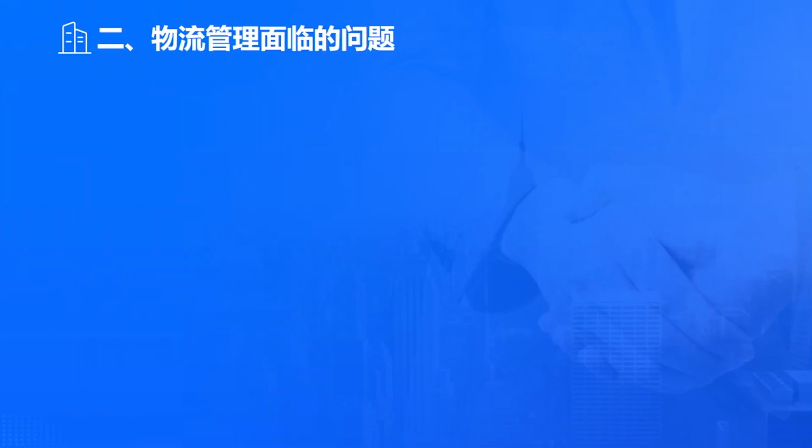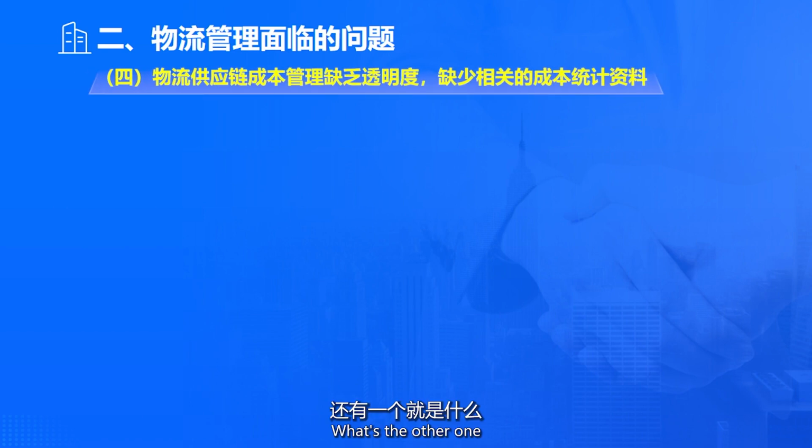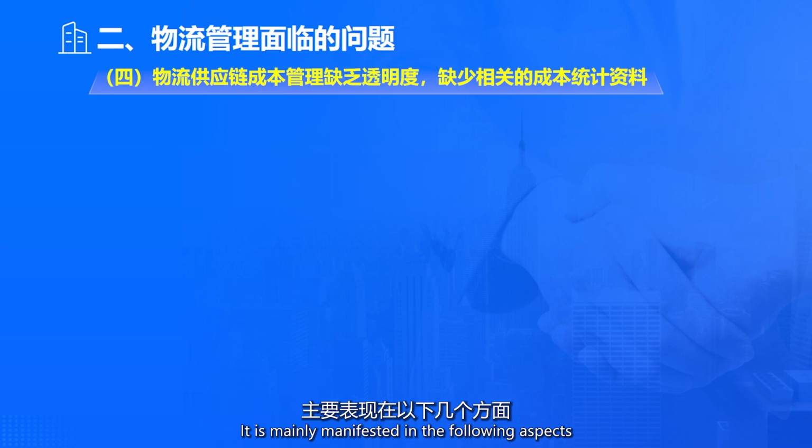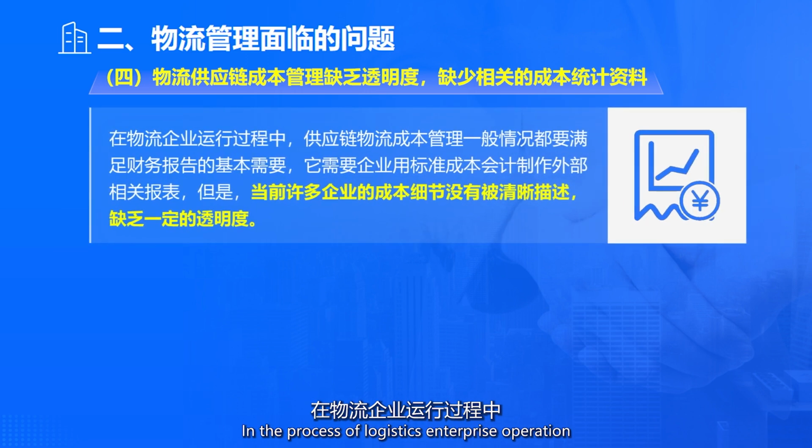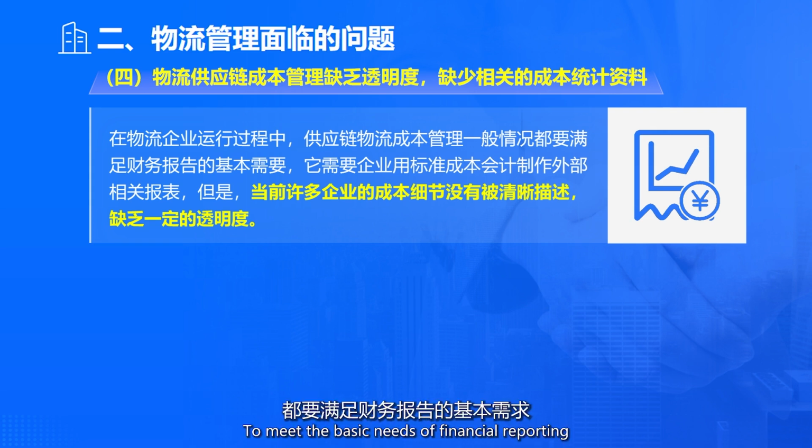Let's see. What's the other one? We're talking about the logistics supply chain. Lack of transparency in cost management, lack of relevant cost statistics. It is mainly manifested in the following aspects. In the process of logistics enterprise operation, supply chain logistics cost management, in general, is to meet the basic needs of financial reporting.